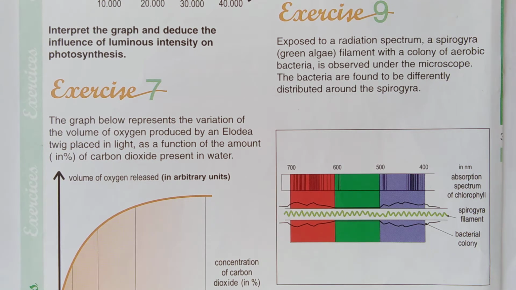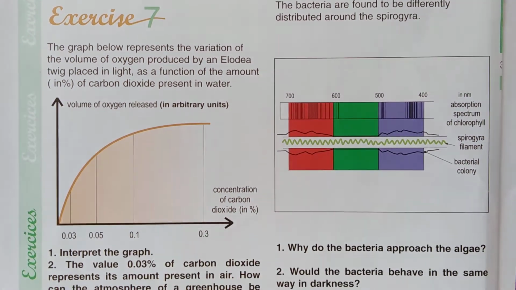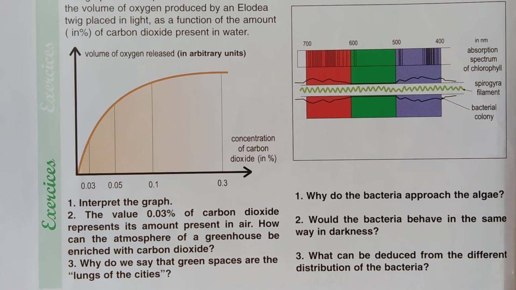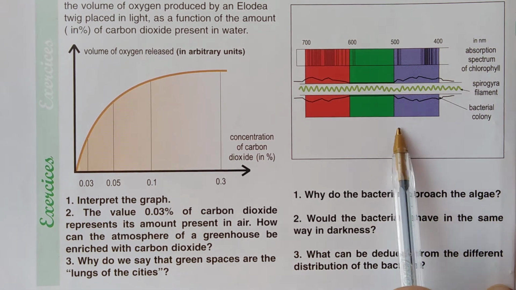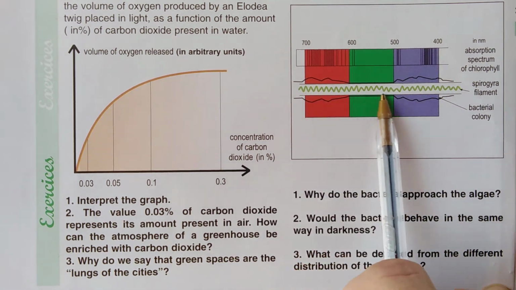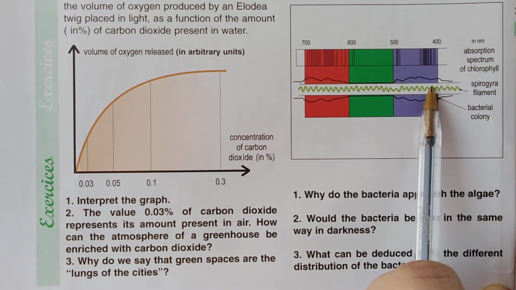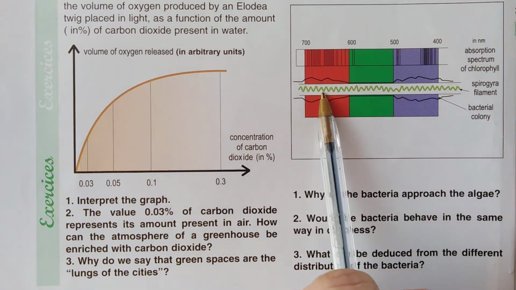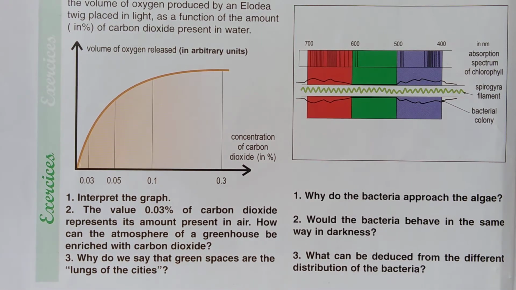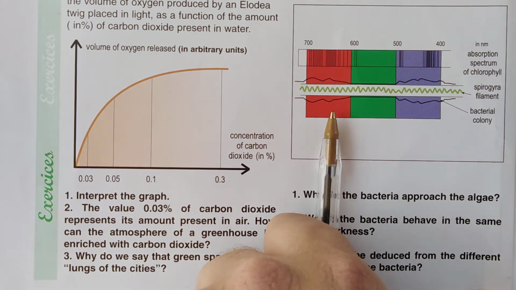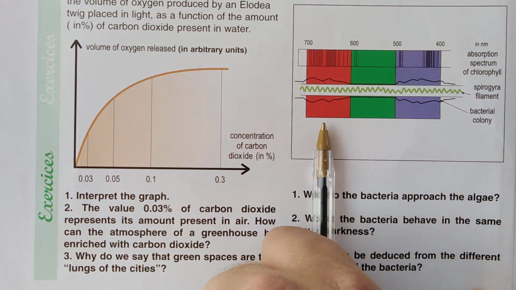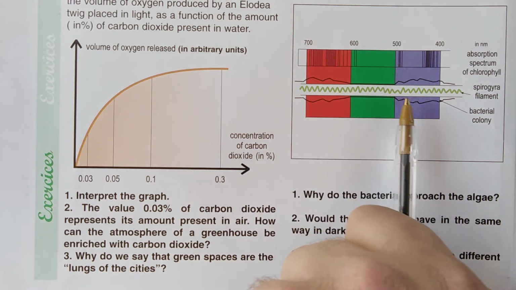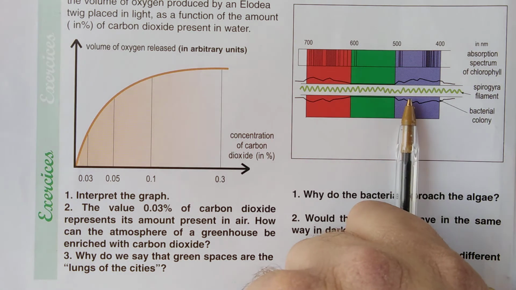Let's discuss the experiment before proceeding with the questions. In this experiment, they put a test tube in which a filament of spirogyra was introduced inside this tube. They put a red light on the left side, a green light on the middle side, and a violet light on the right side.